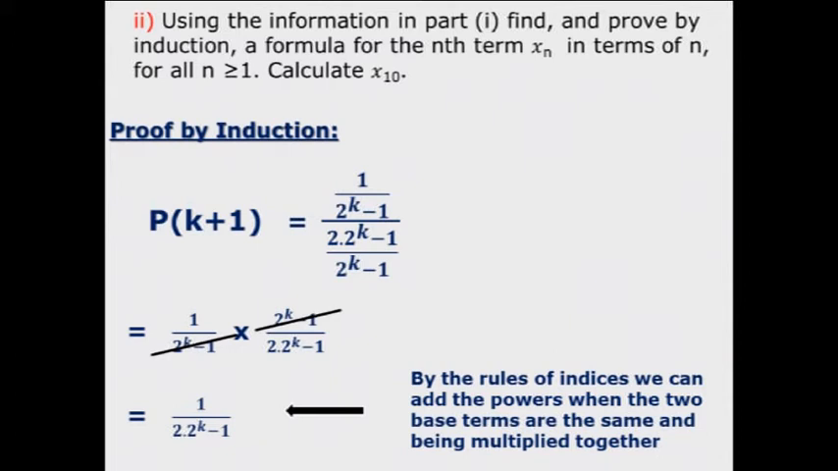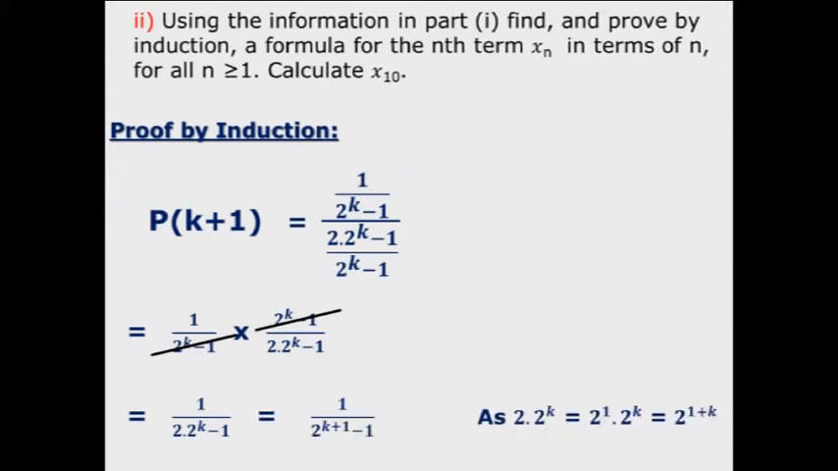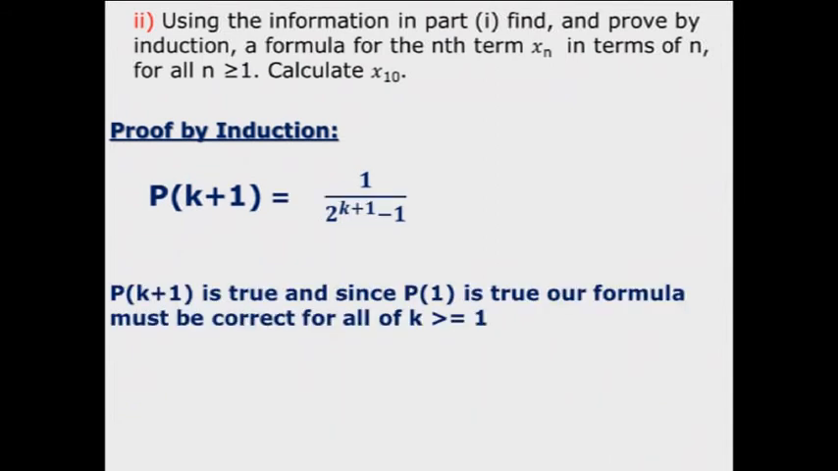And by the rules of indices, we can add the powers when the two base terms are the same and being multiplied together. If we were multiplying 2 by 2 to the power k, 2 is the same as 2 to the power of 1, so we can just rewrite it as 2 to the power of 1 plus k. This is the formula we had at the very start, so this proves that this is true. And since P(k+1) is true and P(1) is true, our formula is correct for all k greater than or equal to 1.